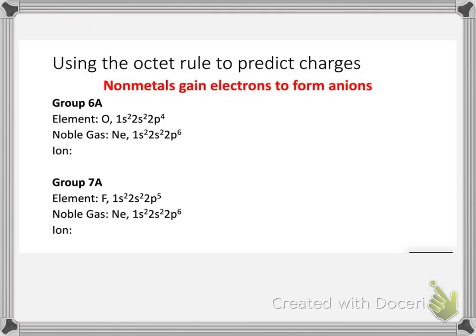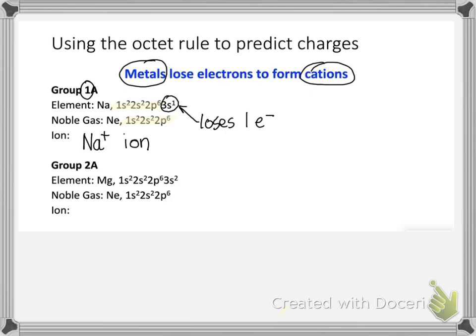Let's go back and look at the second example. So I picked one example from group 2A. I picked magnesium. Now again, notice if I look at the noble gas closest to it, which is neon, and I look at magnesium, those two parts of their electron configurations are identical. So what it shows me is magnesium's two valence electrons. If it loses those two electrons, gets rid of them, then it would have the same configuration as neon. And so that's what I predict. And I get a magnesium ion.